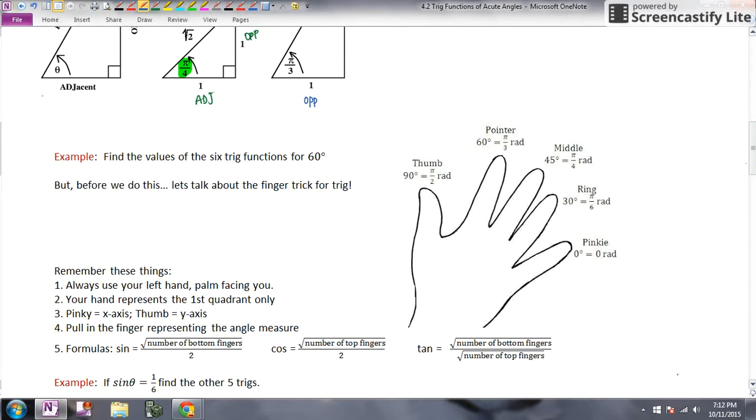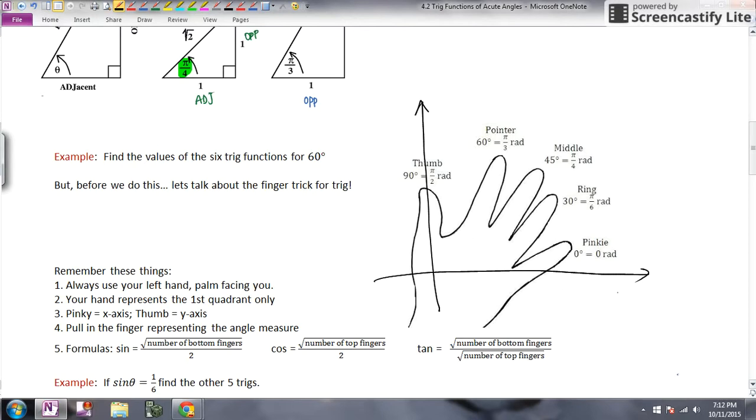I want you to hold your hand out, left hand, thumb pointing away from you, or up towards the sky if you'd like, and looking at your palm. And you label these degrees. It looks like quadrant 1, right? If I were to draw on top of this hand that I have here, it looks like quadrant 1.